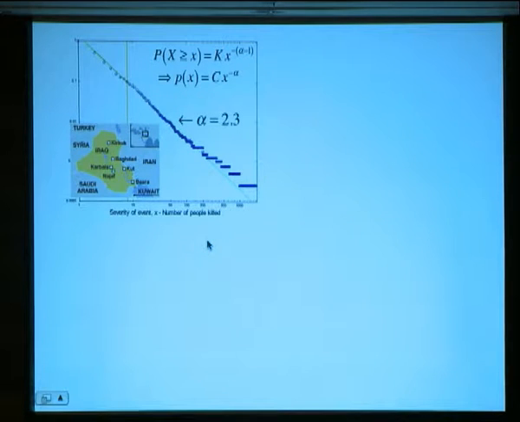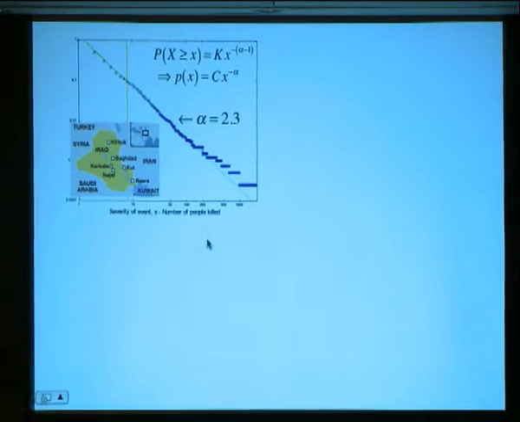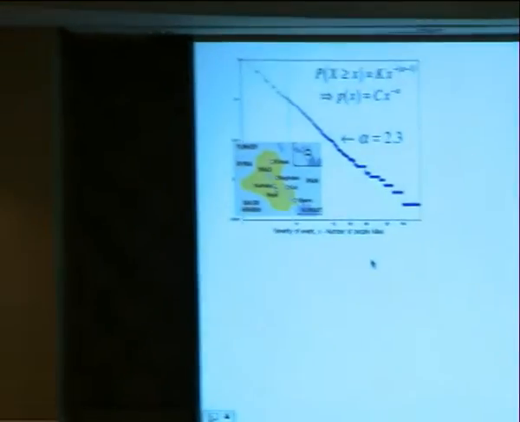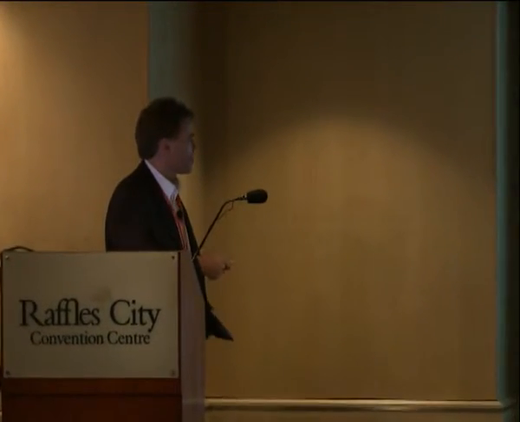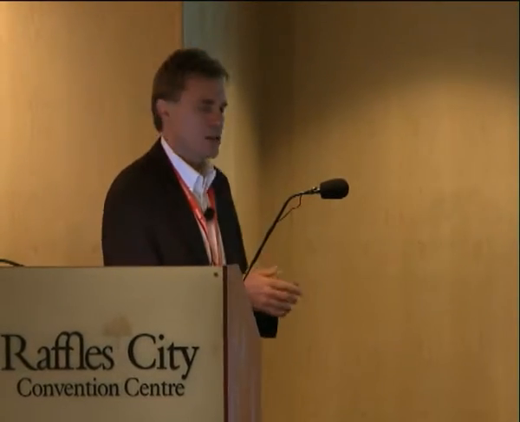You can pass it through the Clauset, Newman, Shalizi machinery, maximum likelihood, Kolmogorov-Smirnov testing, etc. You can't reject the power law. And it turns out that the slope has a value of 2.3. And so we sat there looking, it wasn't that the answer is 42, the answer is now 2.3. What on earth does that mean?